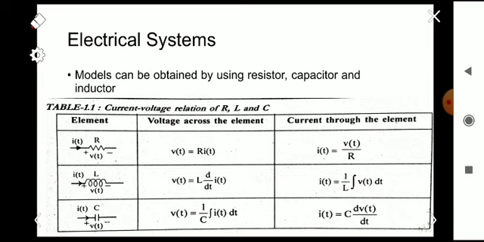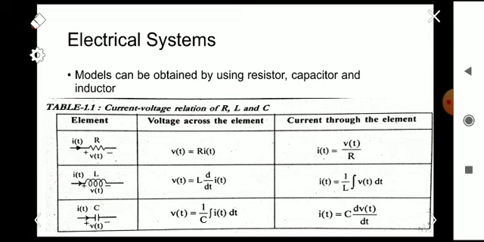So the current voltage relation of the resistor, capacitor and inductor is shown in this table. You can see it. And for modeling an electrical system, the electrical network or equivalent circuit is formed by using this resistor, inductor and capacitor along with some voltage and current sources. So the differential equations governing the electrical systems can be found by writing Kirchhoff's current law equations by choosing various nodes in the network we have given.